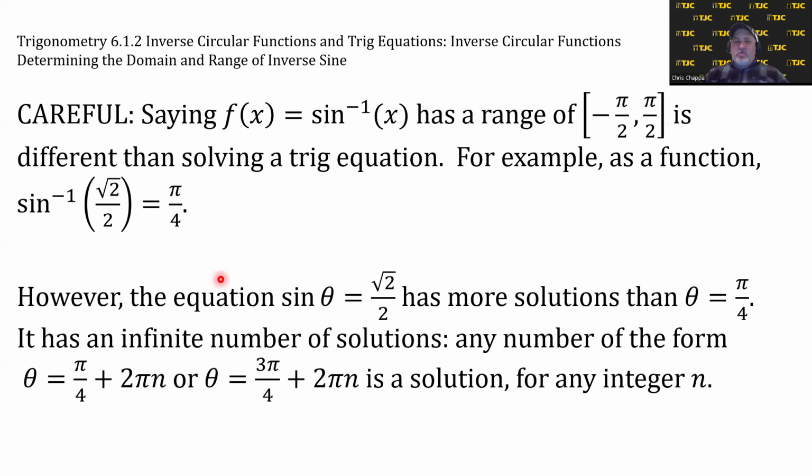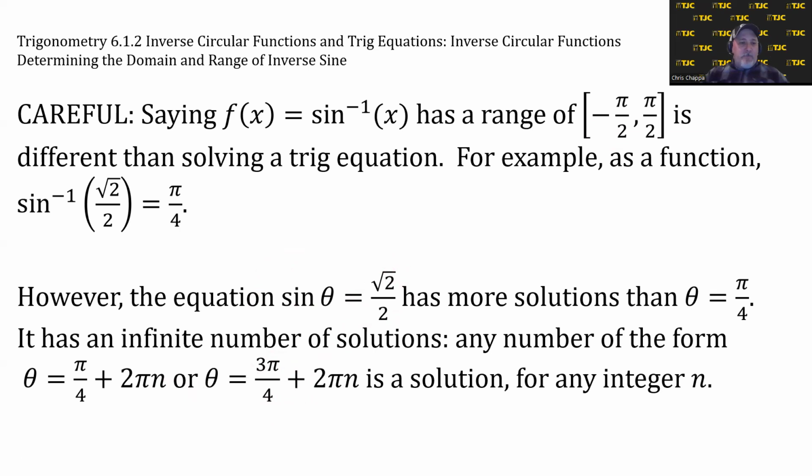It's periodic. There's a lot more solutions. This has an infinite number of solutions. Any number of the form theta equals pi over 4 plus 2 pi n, or theta equals 3 pi over 4 plus 2 pi n is a solution for any integer n. Just a reminder about what these things mean. The plus 2 pi n means the 2 pi is one revolution, and then times n means however many revolutions we want. So if we were at pi over 4 and added a circle, we're coterminal to pi over 4, and it doesn't matter if we go forwards or backwards.